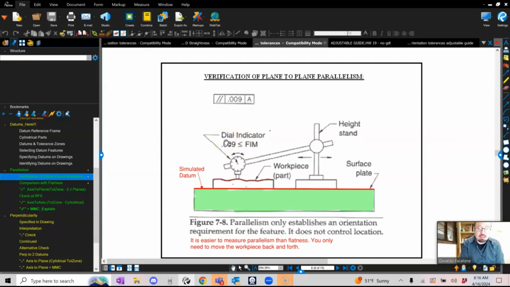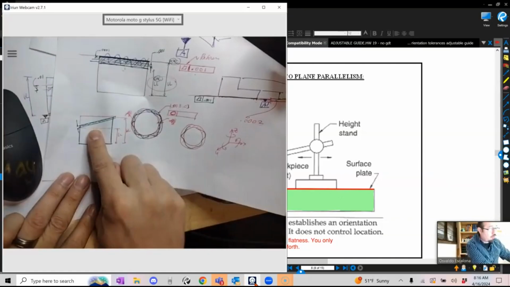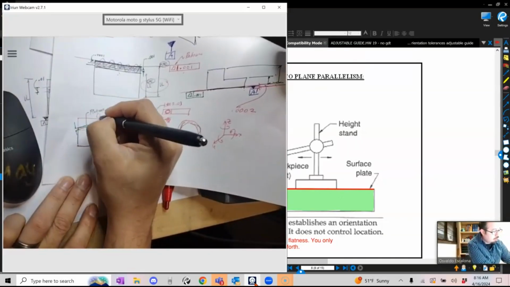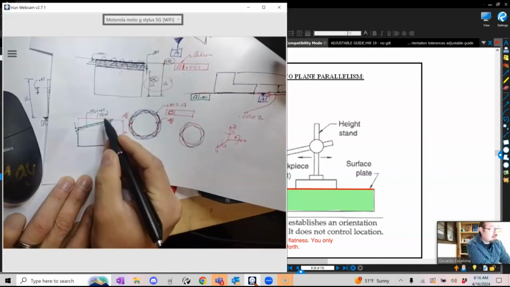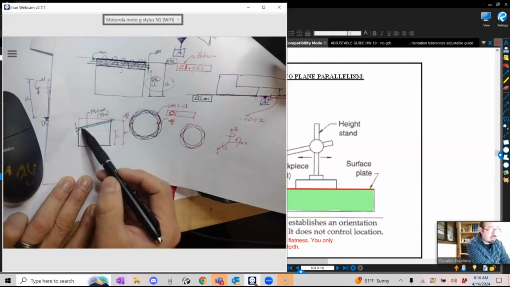And again, it's easier to measure parallelism than flatness, because flatness, remember, is not controlled to anything. Flatness is just a control of form. So it only controls form. It doesn't control orientation. Because it does not control orientation to anything, it just wants to make sure that it's flat to itself.